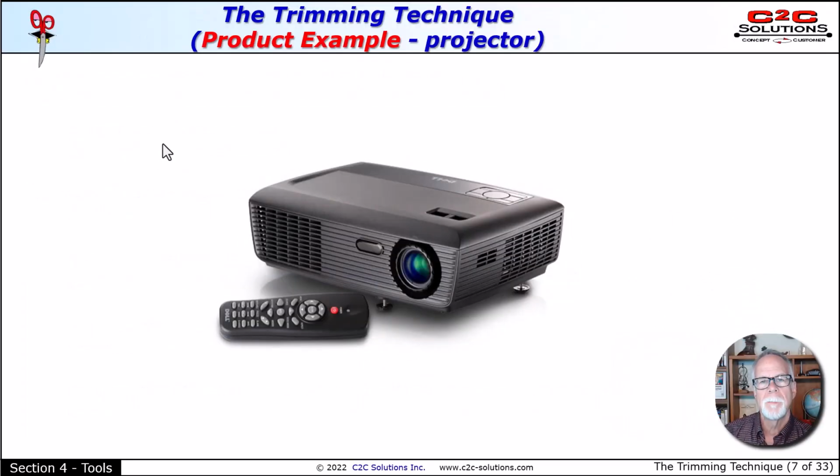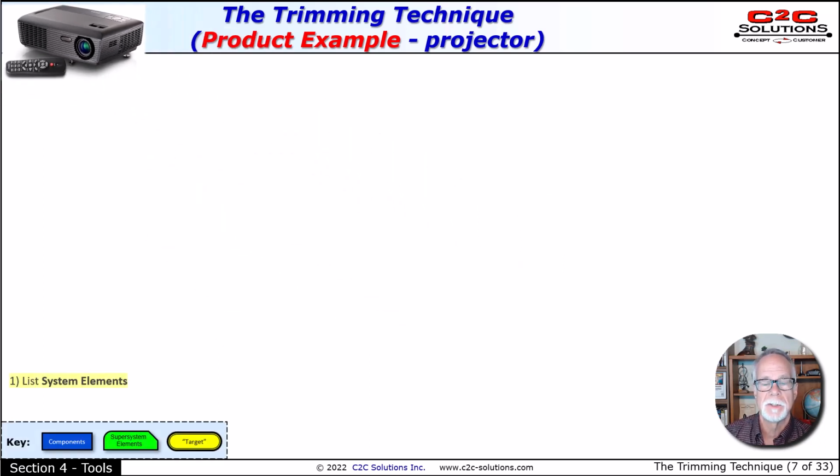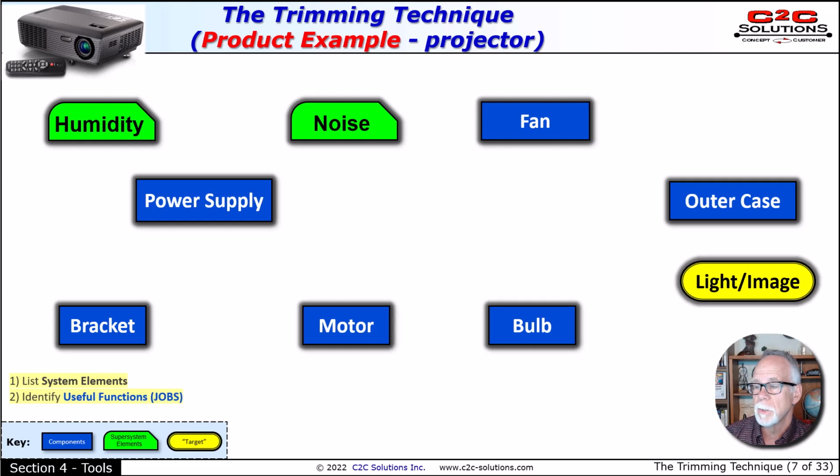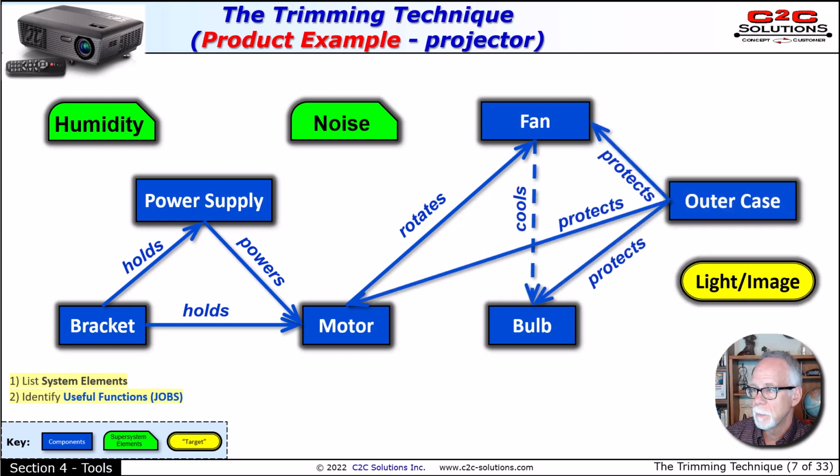Okay, let's take a hypothetical situation for trimming a part on a projector. The first step is to understand the system elements and functions. The next thing we do with each of those components is identify their function. The bracket holds the motor and the power supply. The power supply powers the motor. The motor rotates the fan. The fan cools the bulb. The outer case protects 3 components. And the bulb projects light.